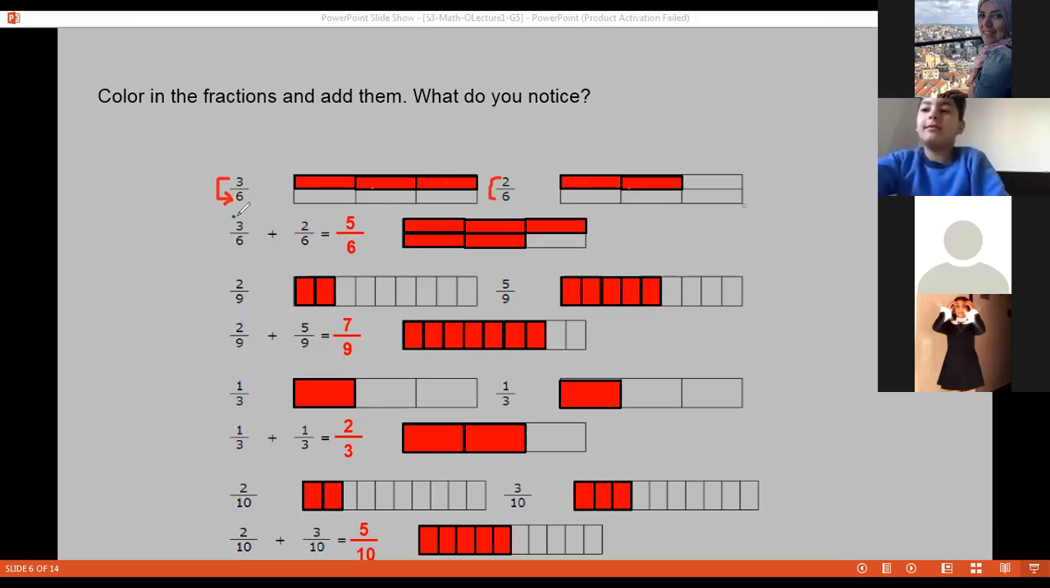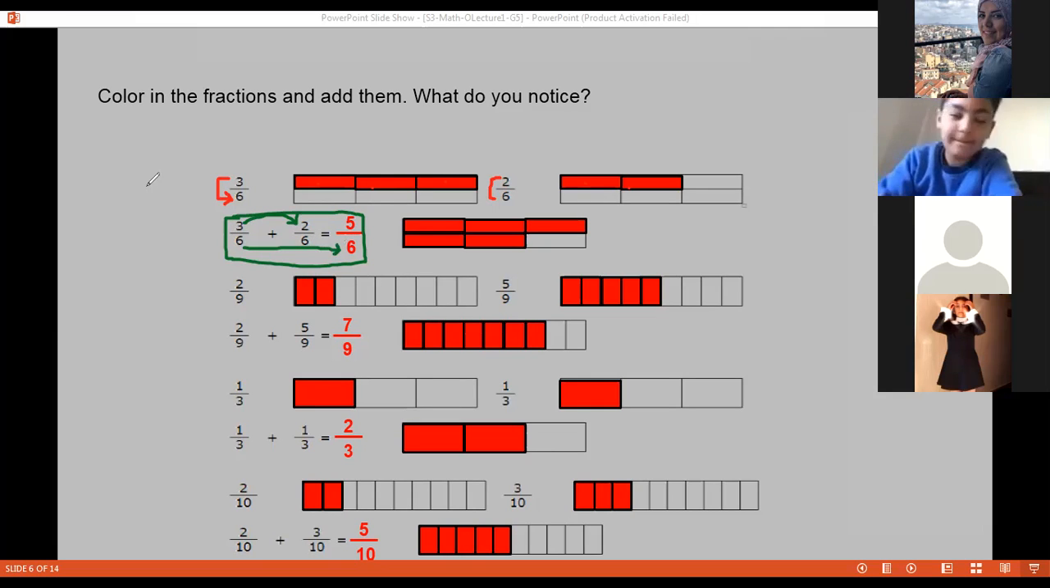Look at this, please. 3/6 plus 2/6. What did we add actually? 3 plus 2. So we only add the numerator. What about the denominator? It's still the same. Very good.